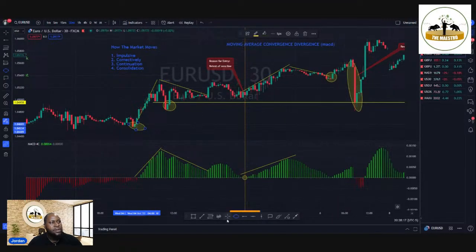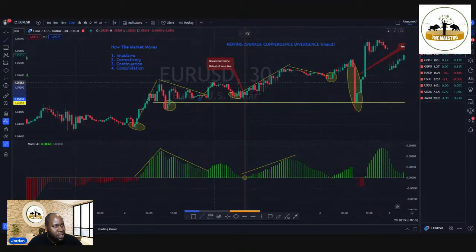How do I know that this correction is valid? Because it did come back up a little bit, and then it came down. How do I know that correction is valid? Because this low did not pass the previous low. It's always about the previous low. This low did not pass the previous low, so this is a valid correction.